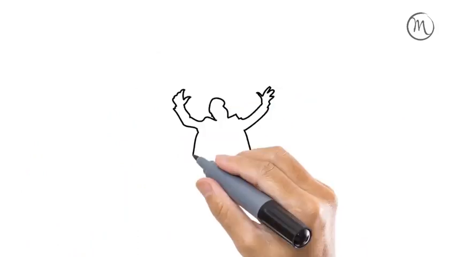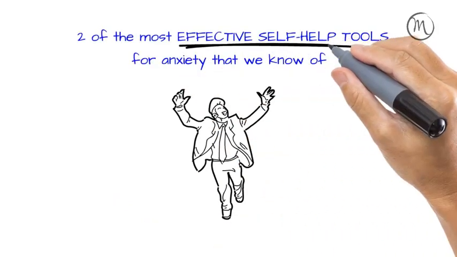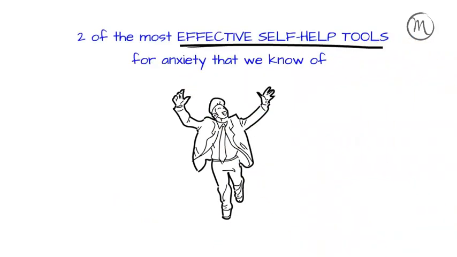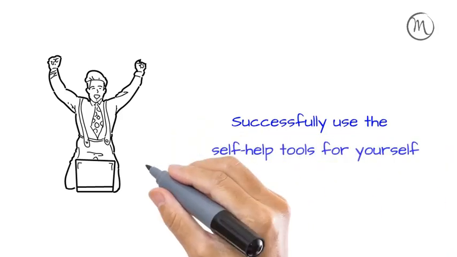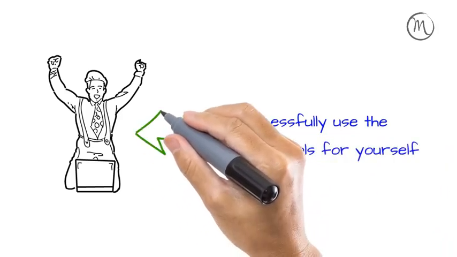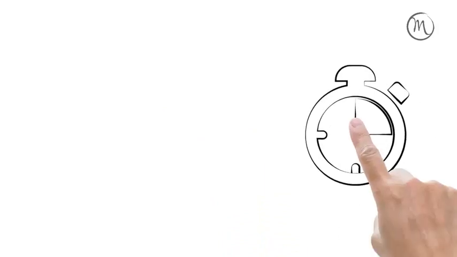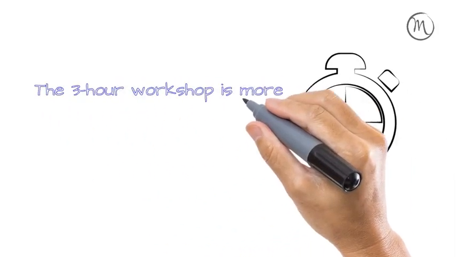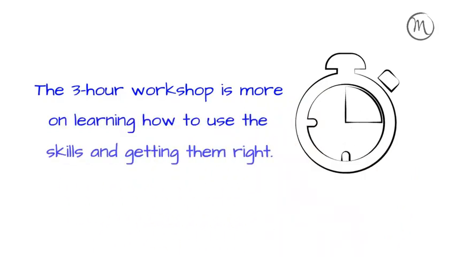So this workshop brings together two of the best self-help tools that I know of, each aimed at a different brain region. The objective is to make sure you know how to successfully use these self-help tools for yourself so you can safely and effectively use them after the workshop. We spend the minimum time on the theory and the maximum time on using the skills and getting them right.